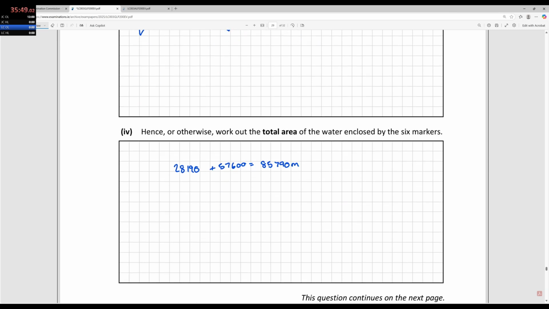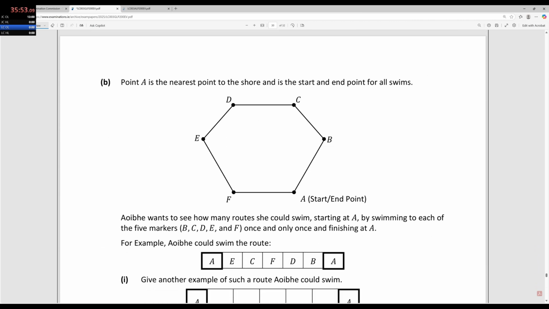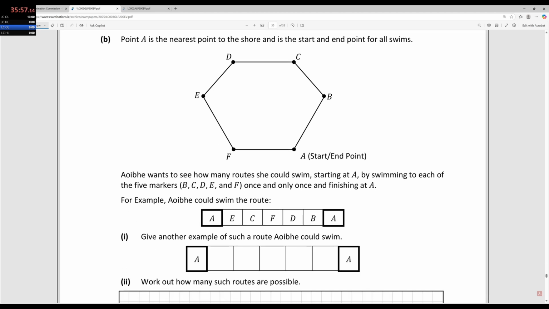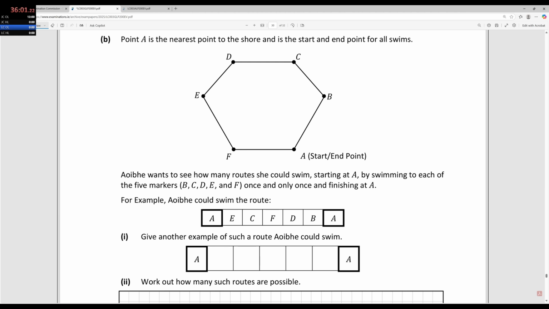meters squared. Point A is the nearest point to the shore, and it's the start and the end. Cool. We'll see how many routes you could swim, starting at A by swimming to each of the 5 markers once and only once, and finishing at A. For example, she could do A, E, C, F, D, B. Give another example. Literally just swapping them around would work.